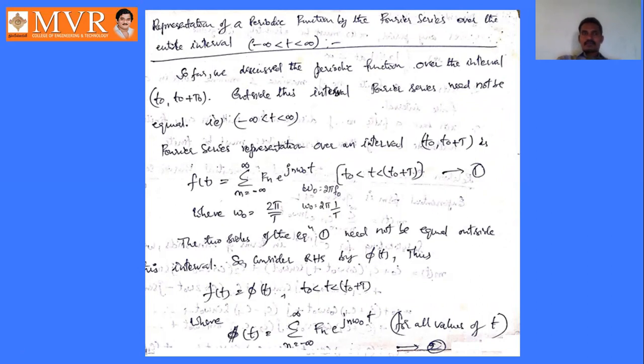Here what we have shown is that beyond the limited or finite interval, the Fourier series must be equal. Actually, beyond the finite interval, it need not be equal. But here we have shown the Fourier series is equal beyond the finite interval. Okay, is it clear?